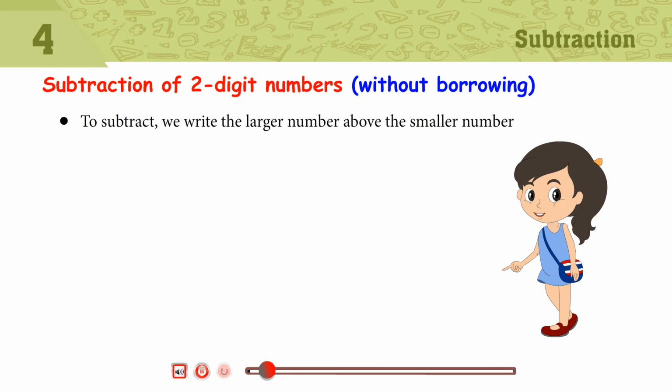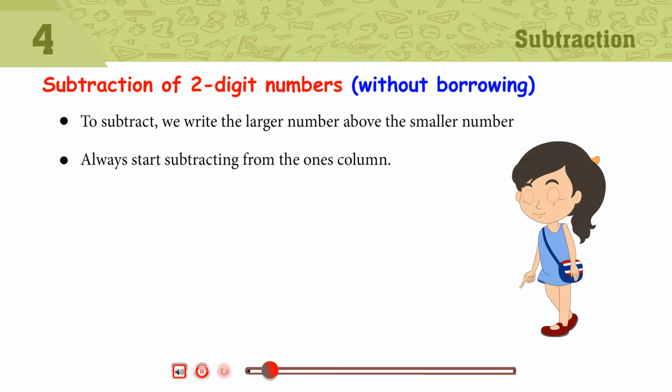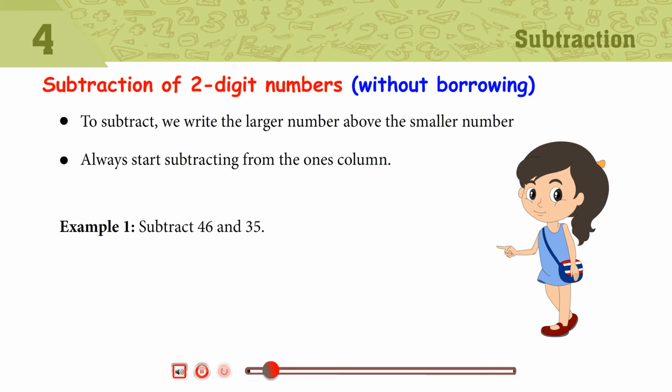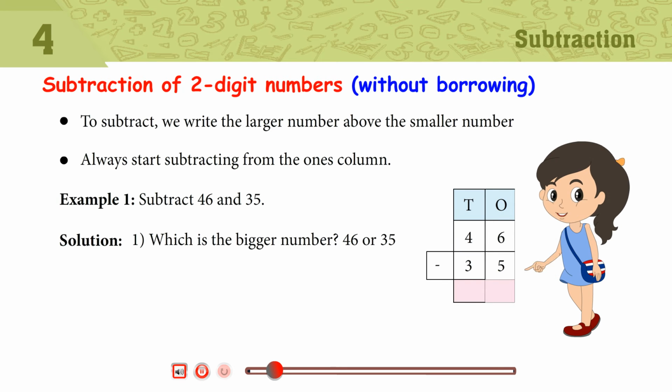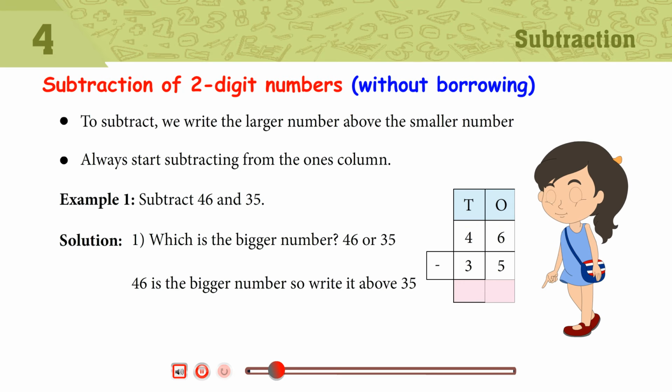To subtract, we write the larger number above the smaller number. Always start subtracting from the ones column. Example 1. Subtract 46 and 35. Solution. 1. Which is the bigger number, 46 or 35? 46 is the bigger number, so write it above 35.